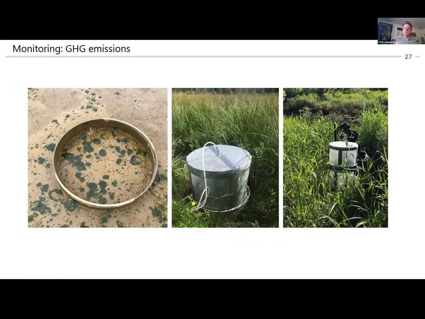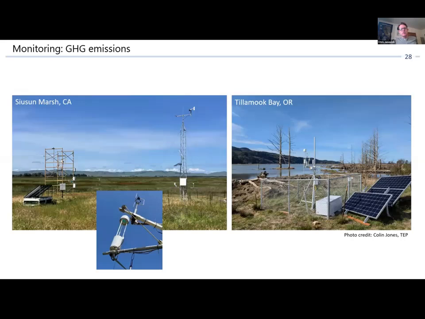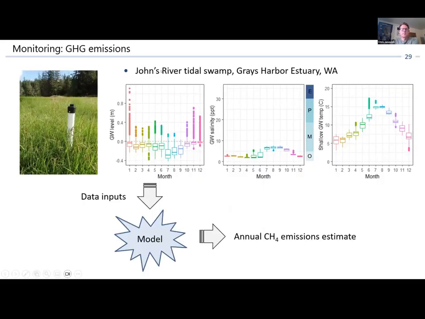So these are just some pictures of those methods. These are chamber-based approaches, and these are flux towers. There are several on the West Coast. A new one got installed in Tillamook Bay recently, which we're excited about. There have been ones that have been running for about 10 years in Sassoon Marsh in California, for example. And then the final approach that I talked about, which is you don't actually collect any gas flux data itself, but you collect data on groundwater level, salinity, and temperature, for example. And then you feed all these detailed data into the model, and this will give you an estimate of annual fluxes.